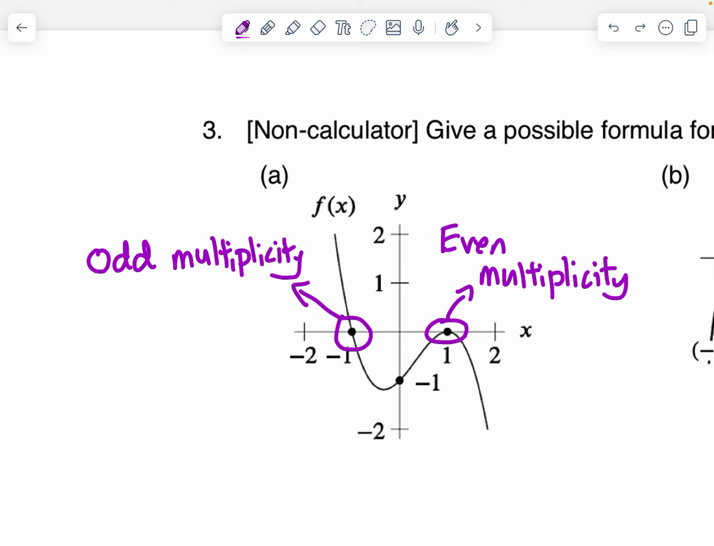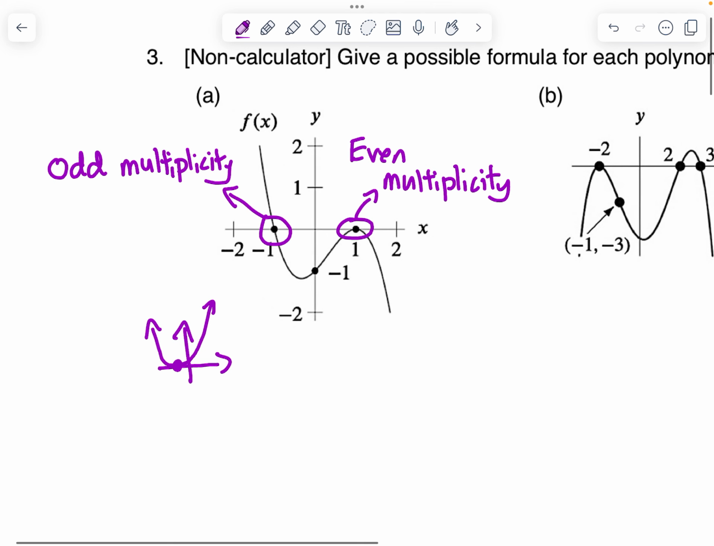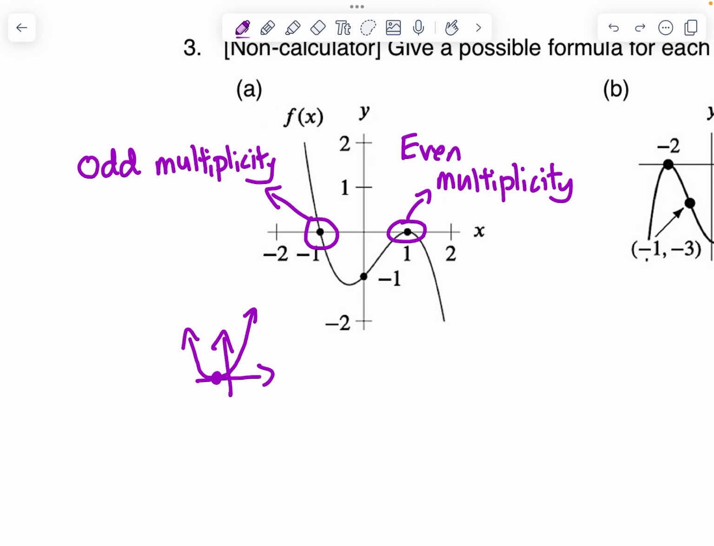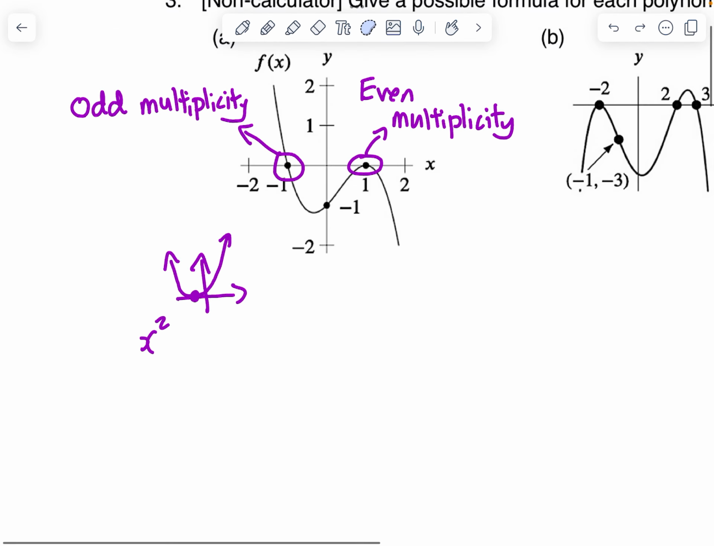When something bounces off the x-axis, that is an even multiplicity. And as you can see, this looks like the quadratic function, right? So you can tie that with your previous knowledge about the quadratic function where we have x squared. We have an even multiplicity.